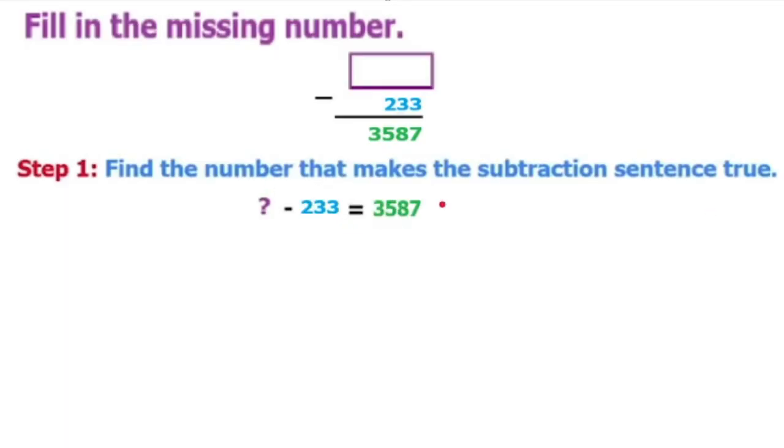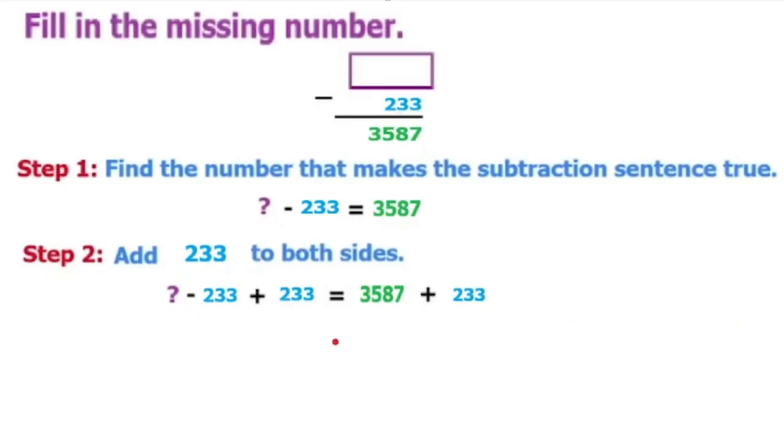So this is how the sentence looks if we rewrite it. So it's question mark minus 233 equals 3587. So what you need to do is you have to get this question mark by itself. So the way to do that is to add 233 to both sides of the equal sign. And you do it to both sides because you want to make sure you don't change the sentence itself. So if you add to both sides, that'll keep the equation the same.